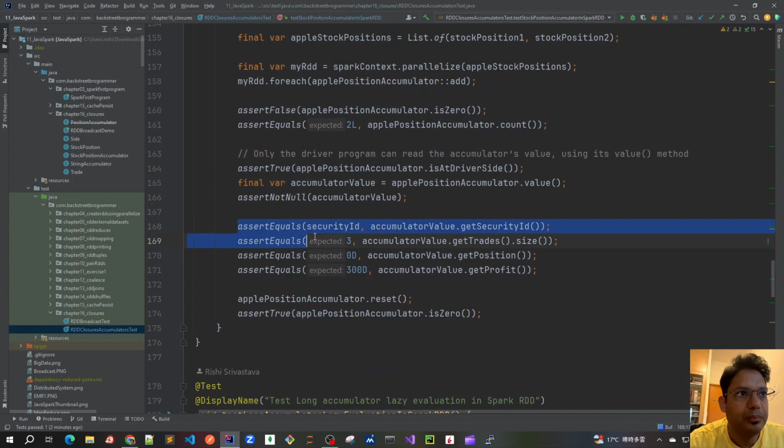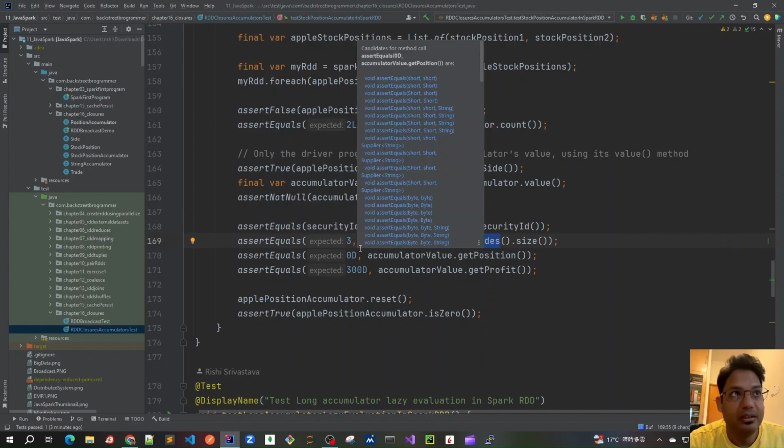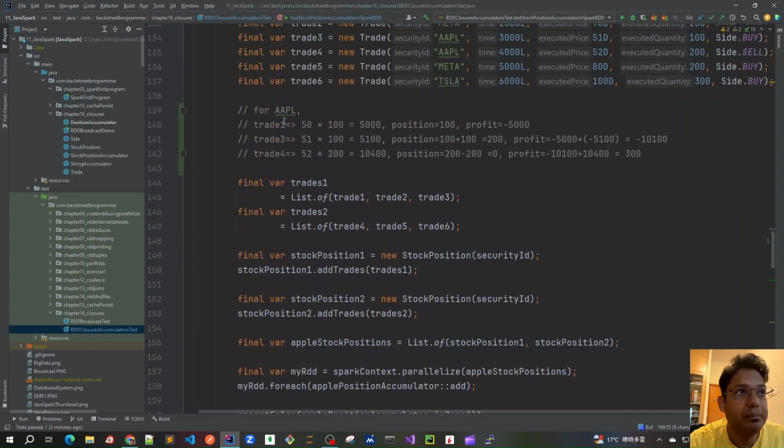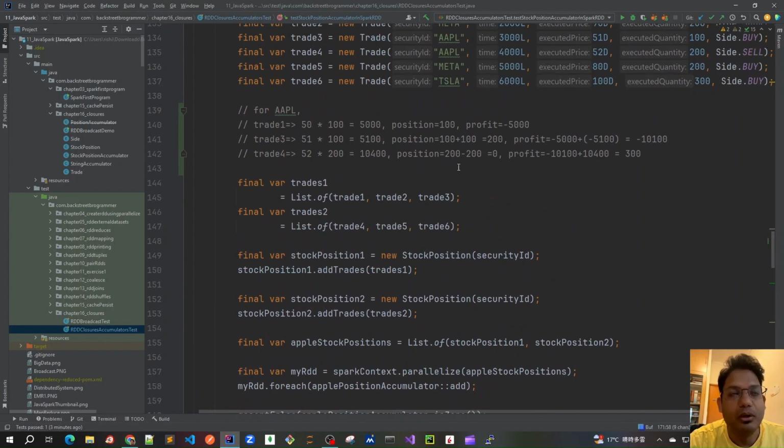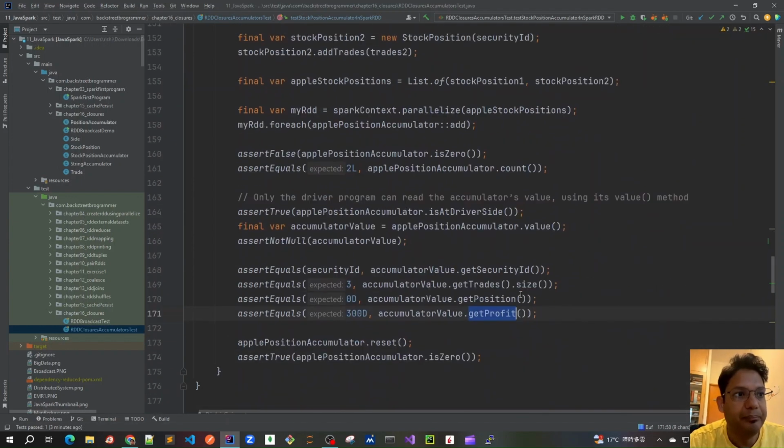But the most important part is these 4 assertions. One is the security ID should always be Apple, because we have only created the stock position accumulator for Apple. The trade size should be 3, because as we learned, there are 3 trades for Apple: 1, 3, and 4. And the position should be 0, and the profit is 300. This is what all the calculations that we did based on the trades and the side. This is the main assertion that should work as per our expectations, as per our theory. And finally, once we call the reset on it, the accumulator should be reset to 0.